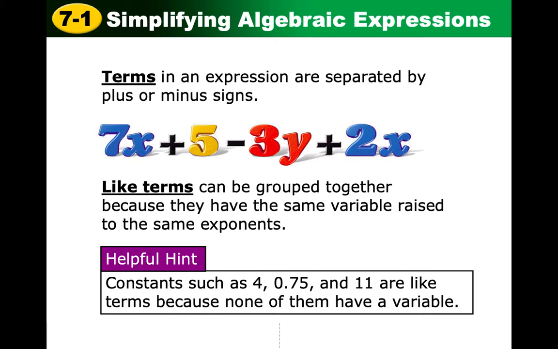Now constants, such as the number 5 in this expression here, and others, are also like terms. Here, there's only one term, so there's nothing that it is like to. But in general, any constant can be like terms with another constant because none of them have a variable connected to them.